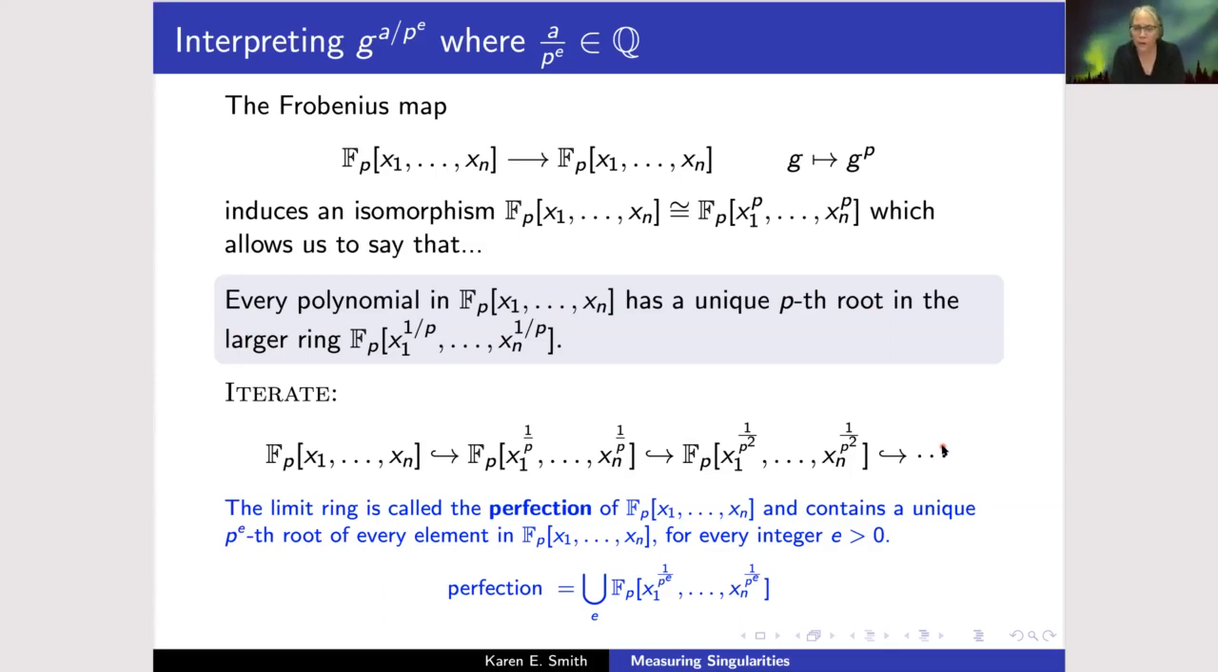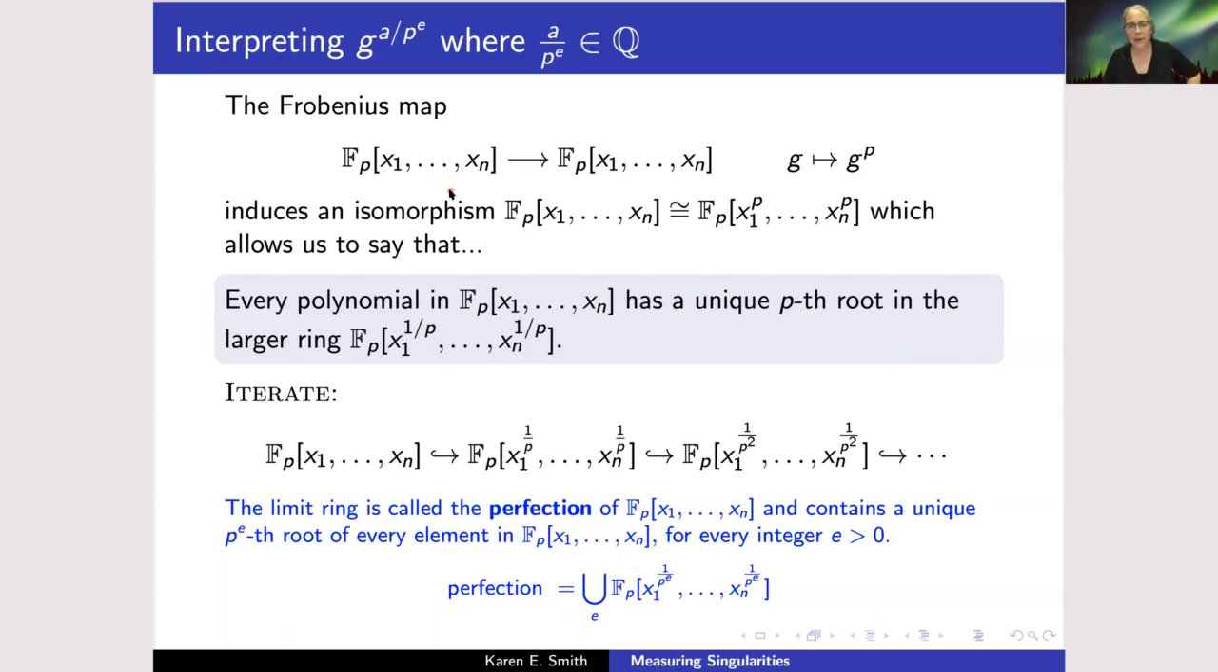Now, every real number, if you think about a base P expansion of a real number, let's say between 0 and 1, it always has a base P expansion. So if I truncate it at various stages, I will be able to approximate any real number by a rational number whose denominator is a power of P. So what we're going to do is define G raised to such a rational number.